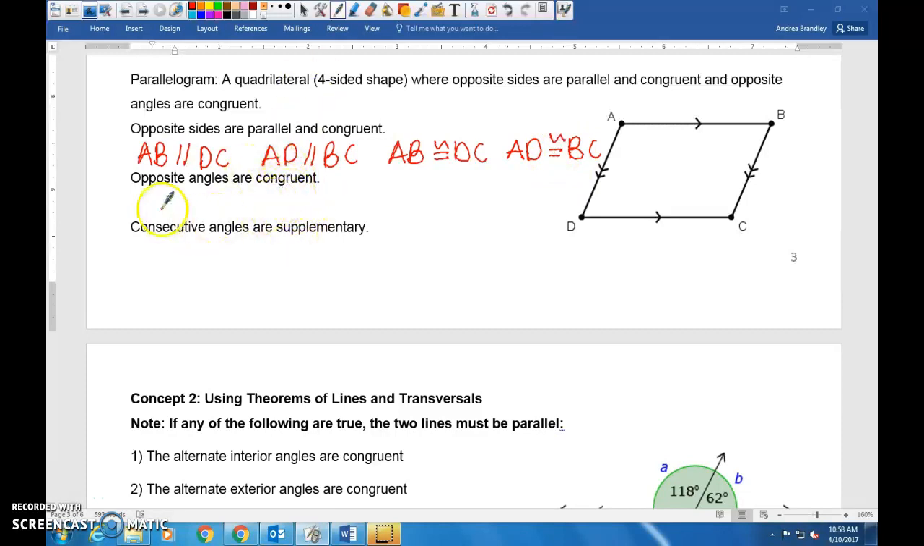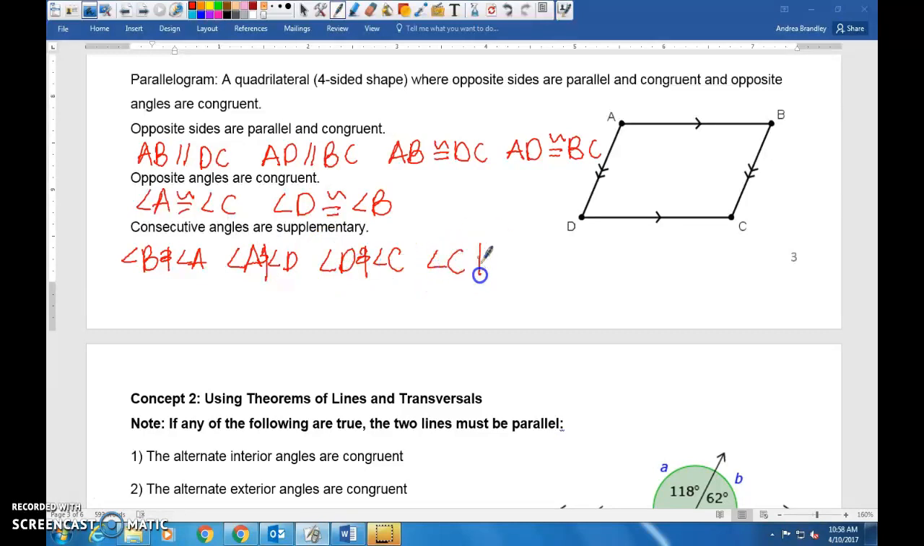Opposite angles are congruent, so angle A is congruent to angle C, and angle D is congruent to angle B. And then consecutive angles are supplementary. So consecutive being those ones that are right in a row. So angle B and angle A are supplementary, and angle A and angle D are supplementary, and angle D and angle C are supplementary, and angle C and angle B are supplementary. So that's the basic structure of a parallelogram.